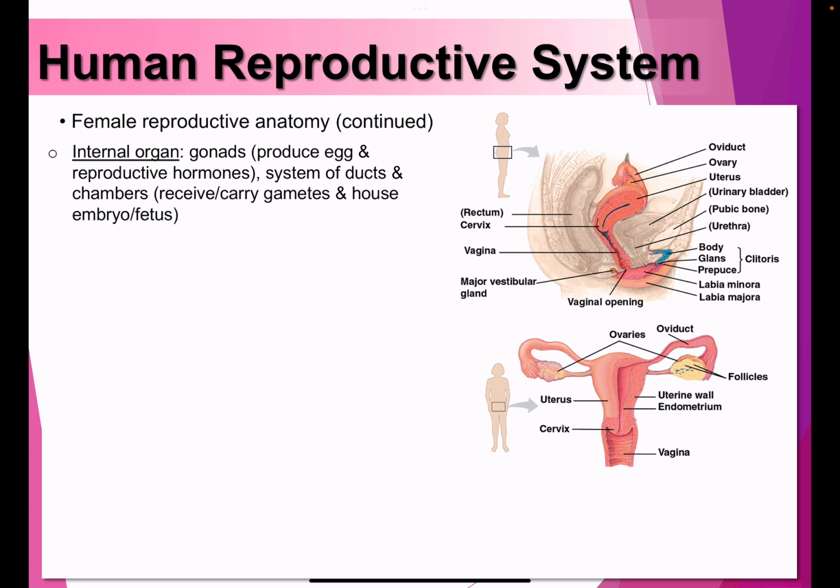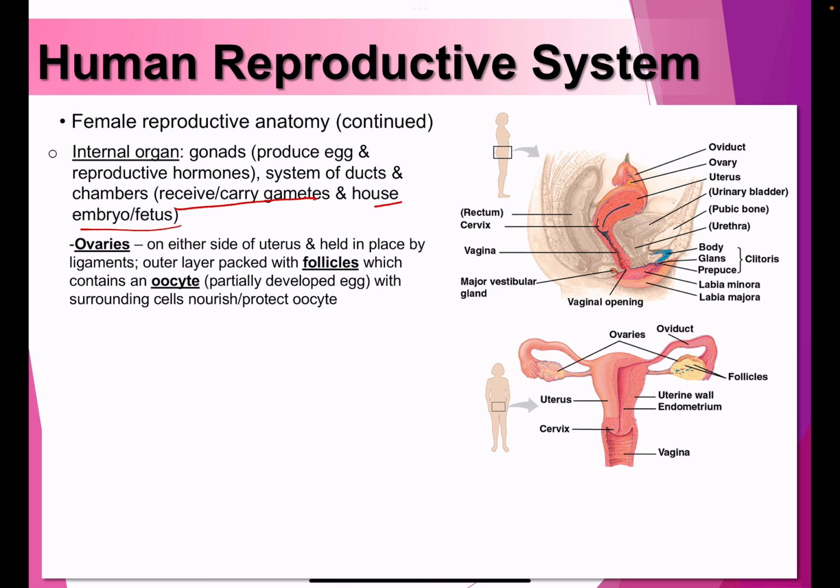We don't really have glands for the female reproductive tract. We have a lot of ducts and also the chamber, which is very important for receiving or carrying the gametes through, and also housing the final embryo and fetus, which is why the uterus is like a little home for the next 9 months, or excuse me, 10 months total, 40 weeks for that baby to grow to their full size.